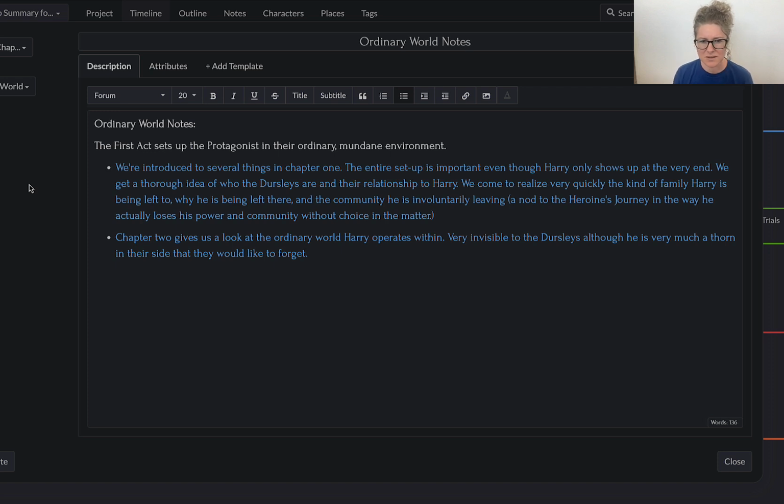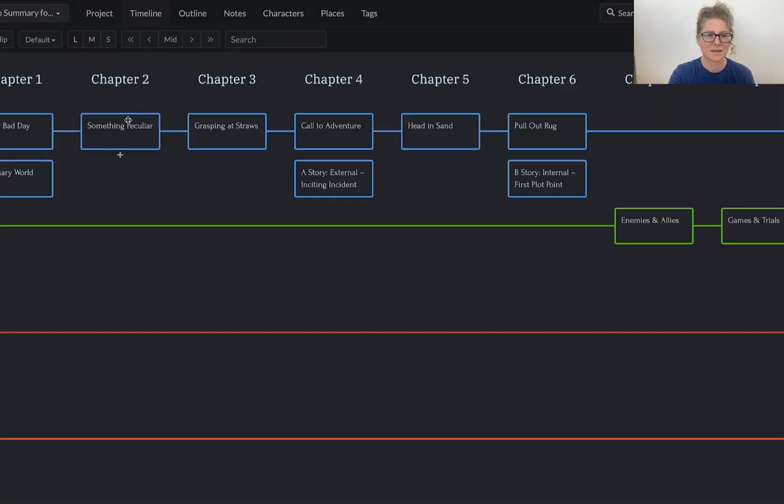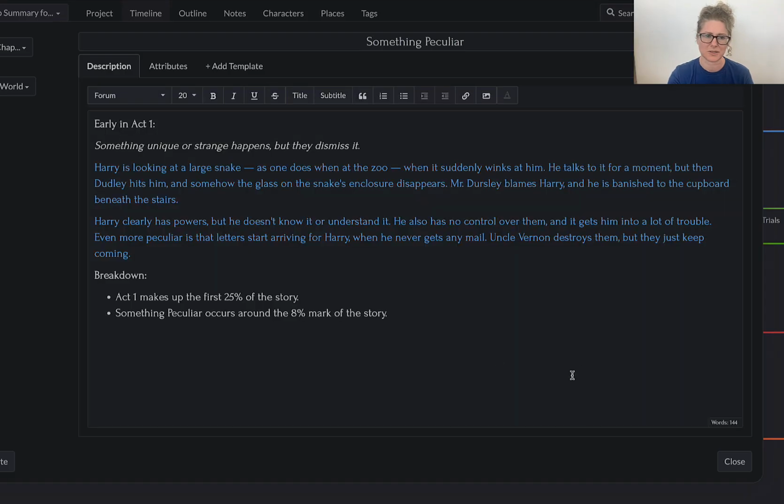Chapter 2 gives us a look at the ordinary world that Harry actually operates within. Very invisible to the Dursleys, although he is very much a thorn in their side that they would like to forget. Something peculiar happens in chapter 2. So something unique or strange needs to occur, and it's kind of been dismissed.